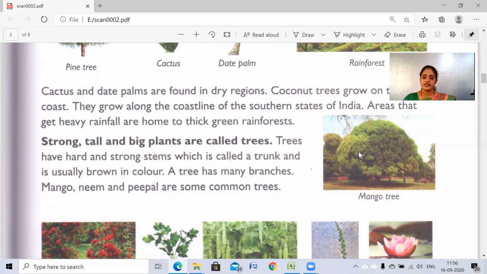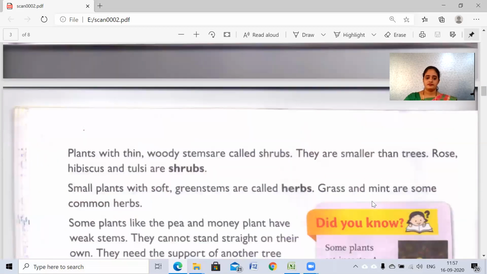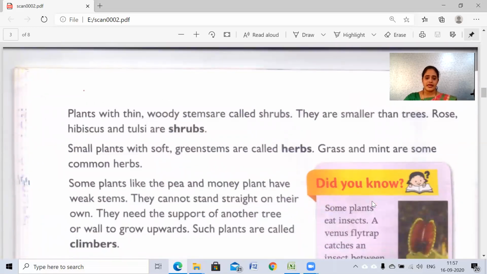If you see the tree, it has many branches. Examples of trees, we can see mango, neem, peepal, banyan. See, what about the other plants? As you know that plants have different types: herbs, shrubs, climbers, creepers, and trees.